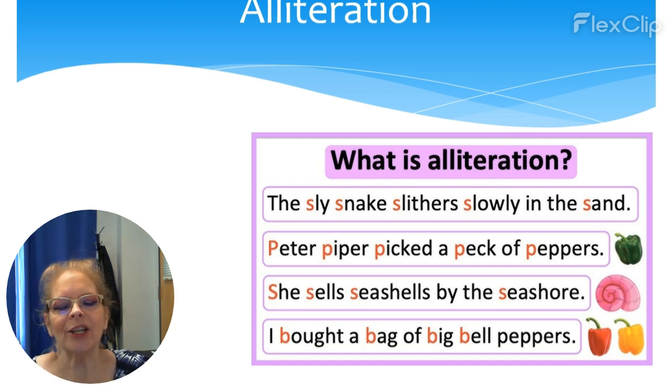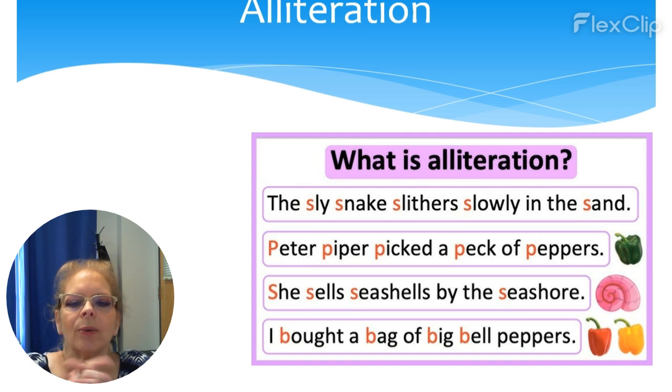Next is alliteration. Alliteration is a repetition of sound. It makes it just more flowery. These are some examples. They are tongue twisters. Let's see if I can get through them.